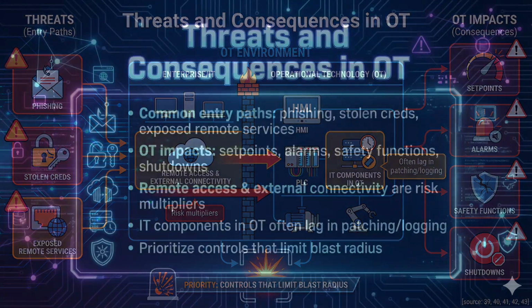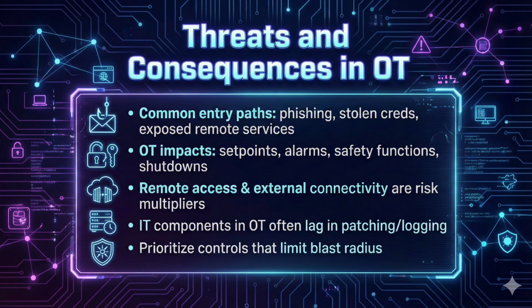That's why the security goal is not only keep attackers out, but also limit what they can do if they get in. Government and industry advisories consistently highlight remote access and external connectivity as major risk multipliers. The more pathways into the environment, vendor VPNs, remote desktop tools, cellular modems, cloud connectors, the more carefully we must control identity, authorization, and monitoring.